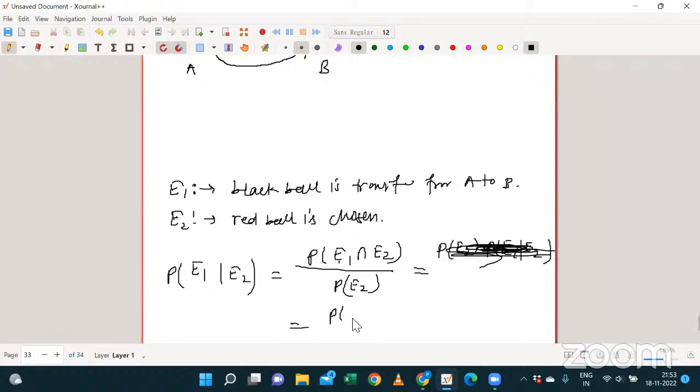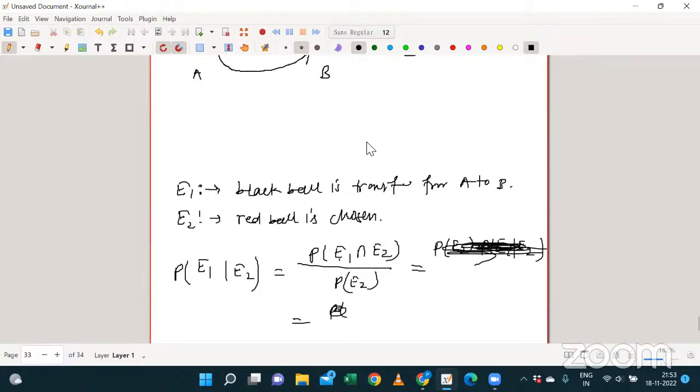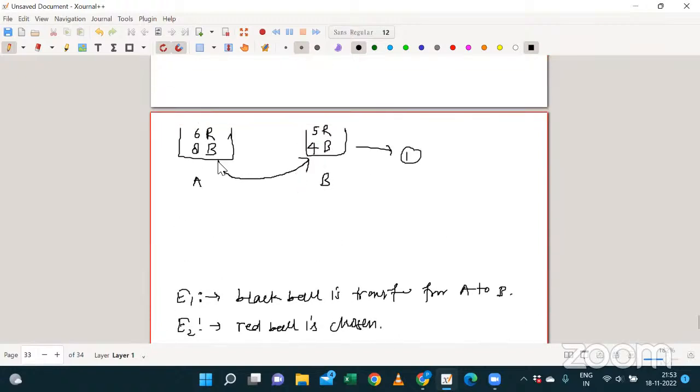What is the probability when a black ball is transferred from A to B? What is the probability of E1? 8 by 14. Okay. Now, what is the probability that a black ball is transferred from A to B and from B the chosen ball is red? If a black ball is transferred, then the red balls number 5 out of all the 10 balls, so it will be 5 by 10.